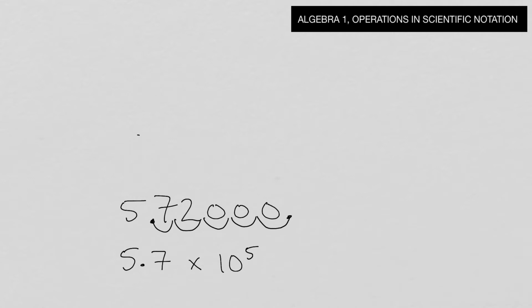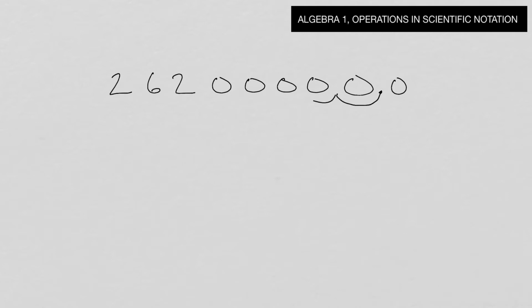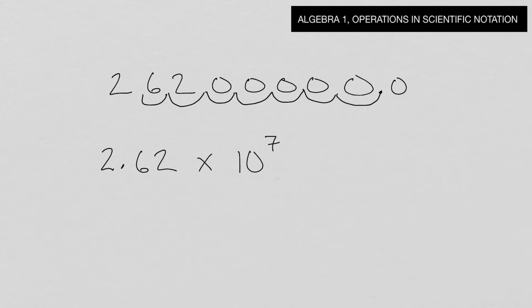Let's take a number, how about 262 followed by a couple zeros here? I want to put this number into scientific notation. Remember, here's the decimal at the very end, so I'm going to count how many times I move it to the left: 1, 2, 3, 4, 5, 6, 7 times. So I have 2.62 times 10 to the 7th power. This number is represented in scientific notation as 2.62 times 10 to the 7th power.